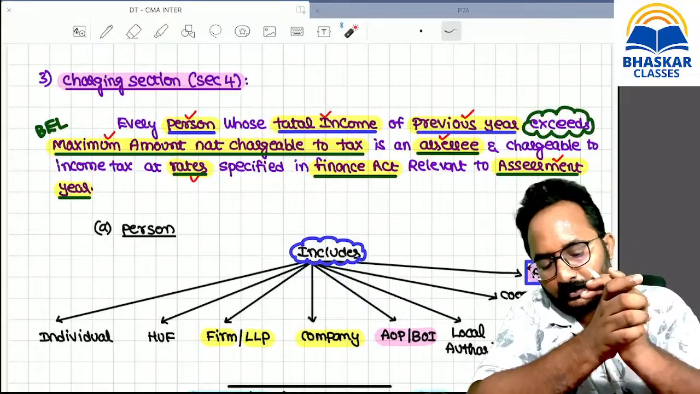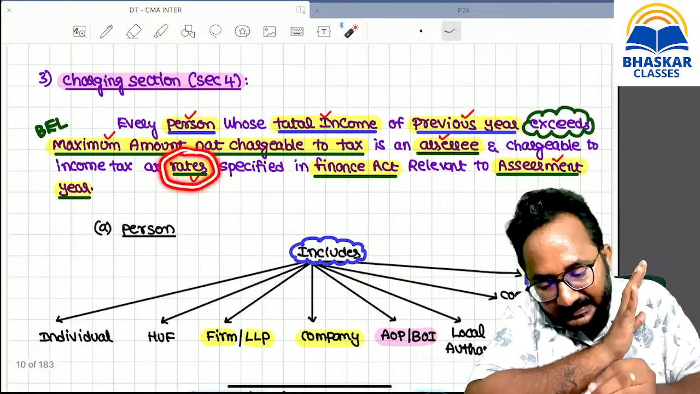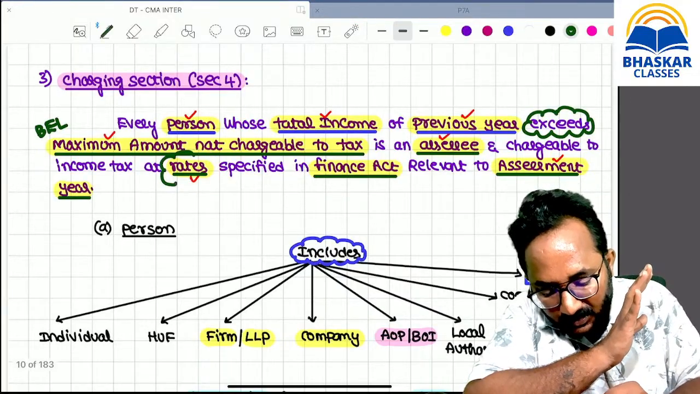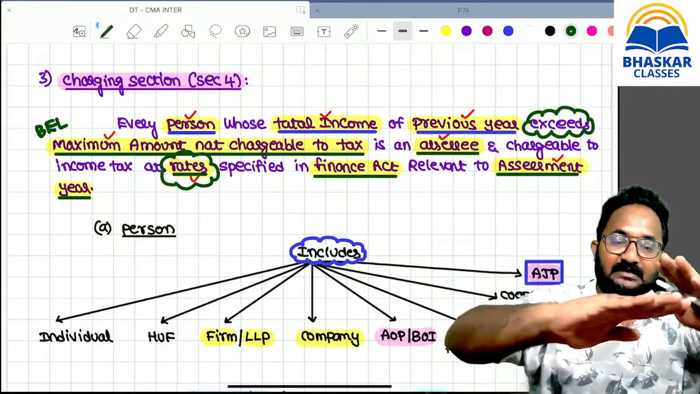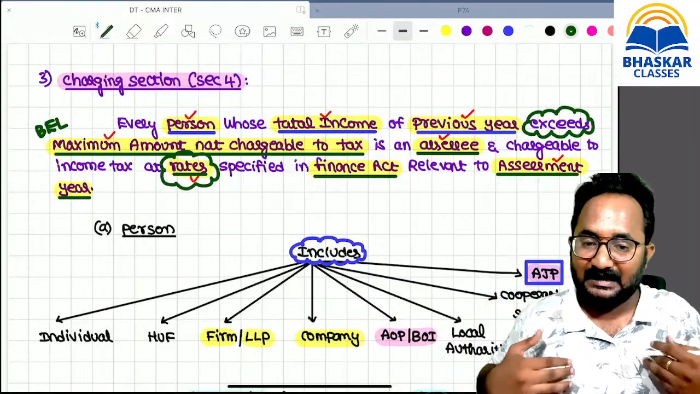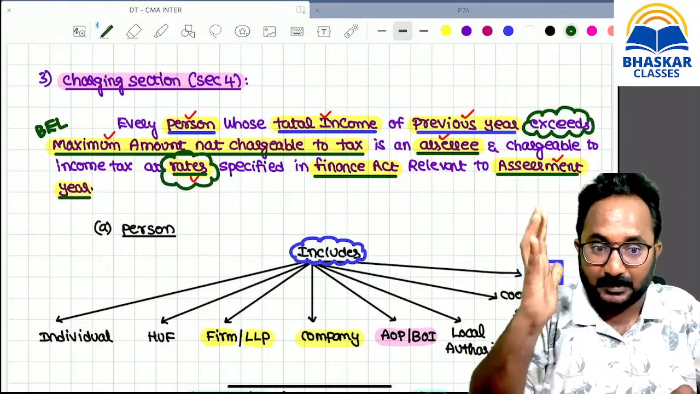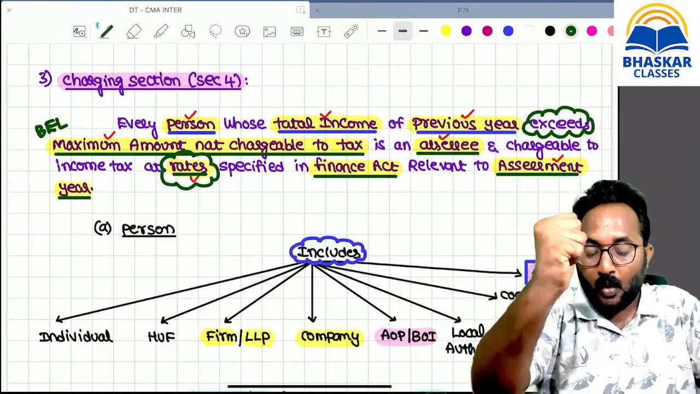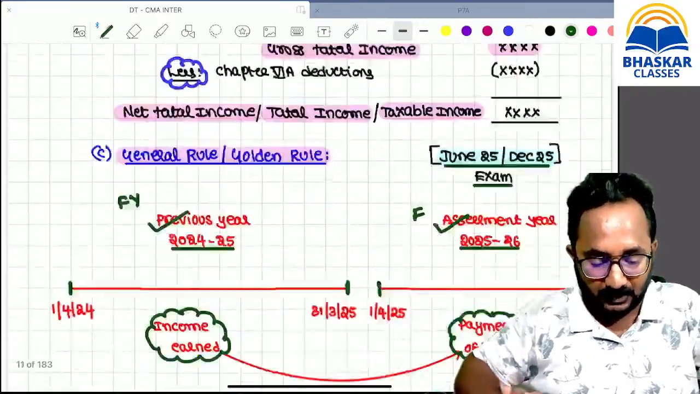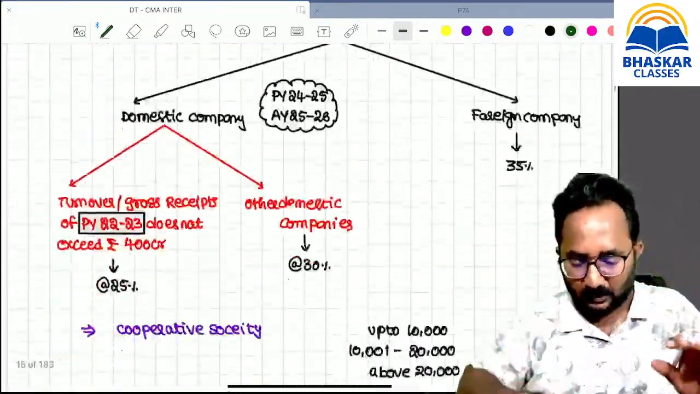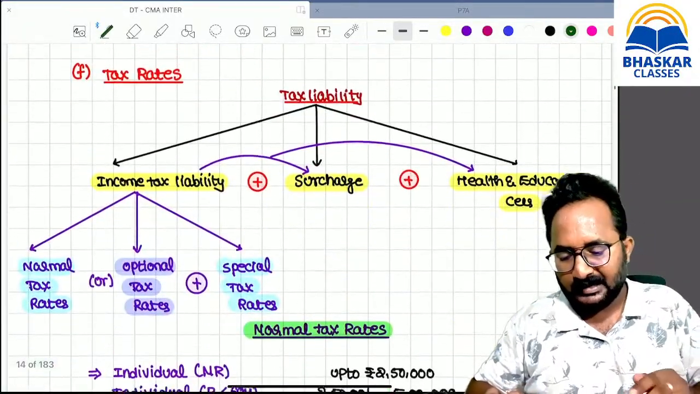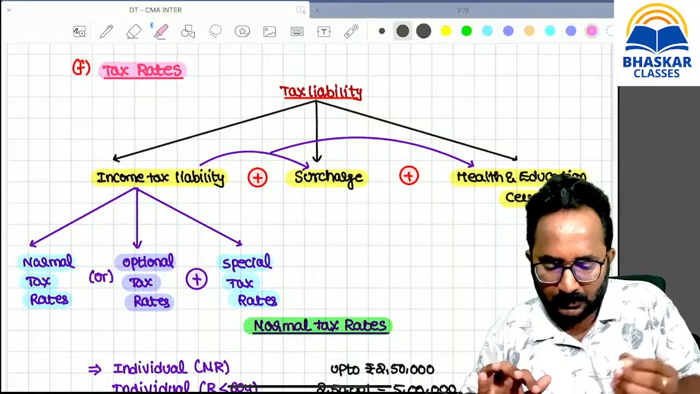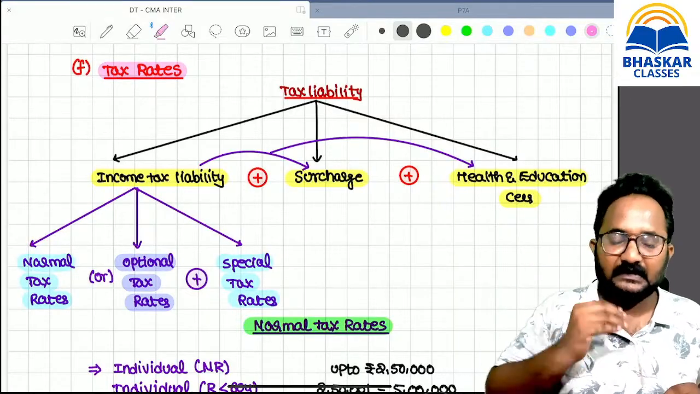Now I will tell you rates. The entire chapter is nothing but rates. If a person's total income of the previous year is more than the basic exemption limit, then he is an assessee and is required to pay the tax using the rates. Now, what are the rates we have in our syllabus? Now we can discuss and close this chapter. The rates are the most important. Tax rates. Please type your answers also.